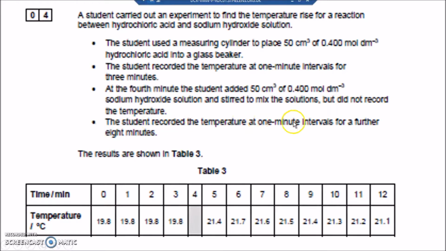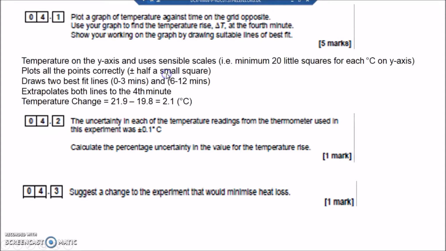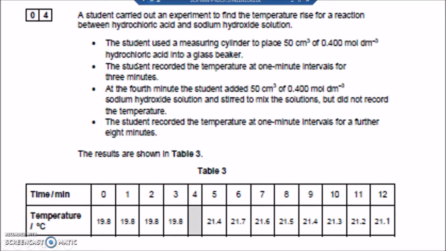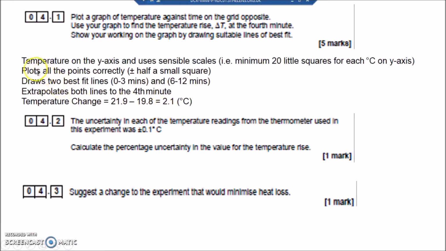The student recorded the temperature at 1 minute intervals for a further 8 minutes. Fine, the results are shown, so we're going to have to draw it. Plot a graph of temperature up the side against time along the bottom. Use your graph to find the temperature rise at the 4th minute. Show your working. So we've got the temperature up the y-axis using sensible scales, and we've got the time along the bottom. And then we're going to have to plot all the points correctly on the graph.